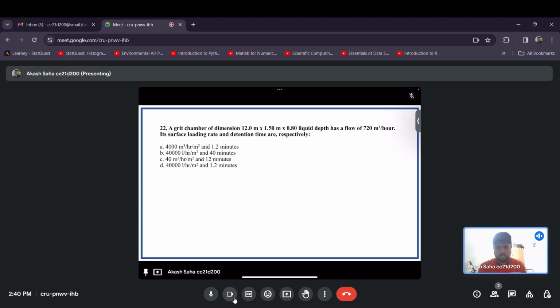A grid chamber of dimension 12 into 1.5 into 0.8 meter of liquid depth has a flow of 720 meter cube per hour. We have to find out the surface loading rate and detention time. Four options are given. So the dimensions of the grid chamber are given with the flow rate, and we have to find the surface loading rate. For the surface loading rate, we will just divide the flow rate by the top area.